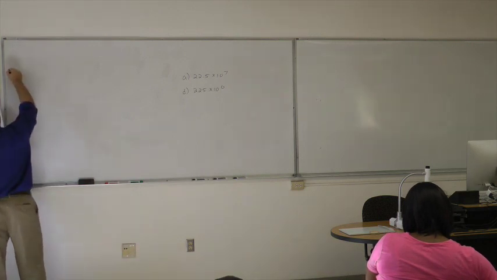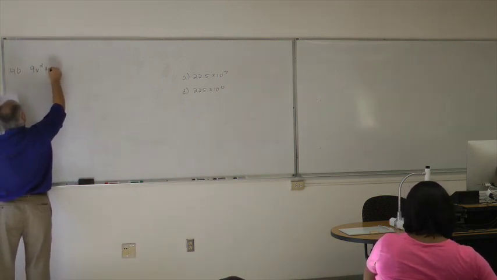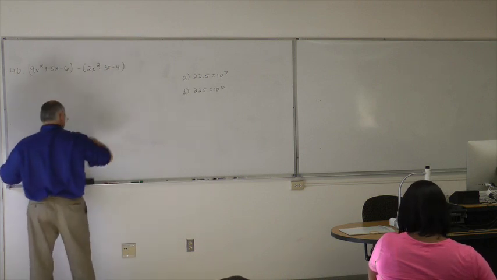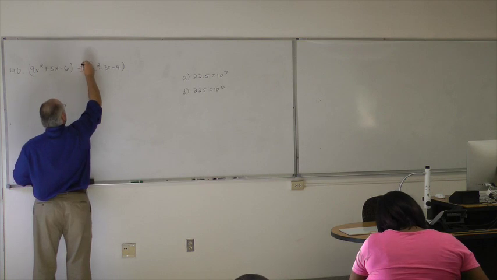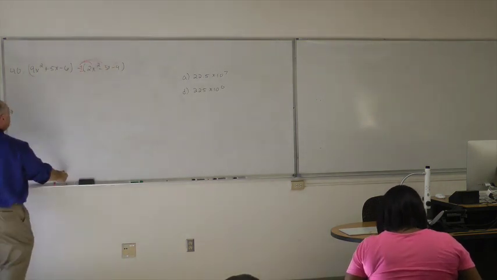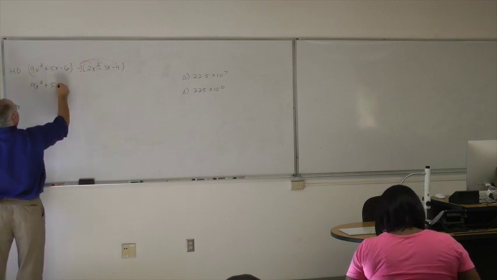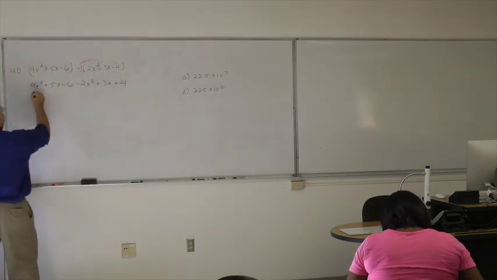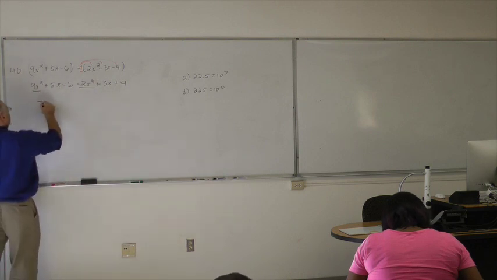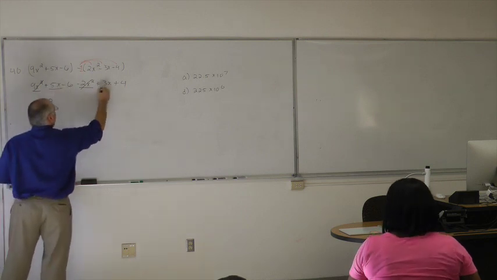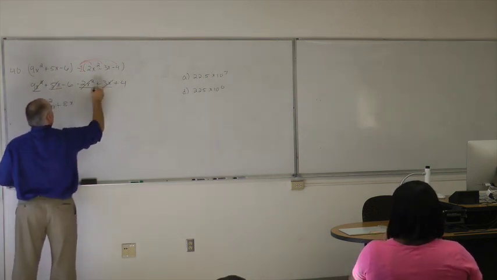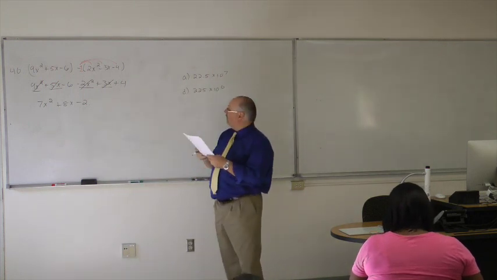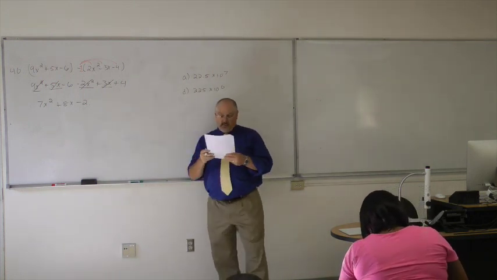So number 40, 9x squared plus 5x minus 6 minus 2x squared minus 3x minus 4. Think of this as a negative 1 and distribute. So that's going to change all the signs. So that's 9x squared plus 5x minus 6. Then minus 2x squared plus 3x plus 4. Combine like terms, 9x squared minus 2x squared, 7x squared. 5x plus 3x is 8x. And negative 6 plus 4 is minus 2. The answer is B. B as in boy, yes.